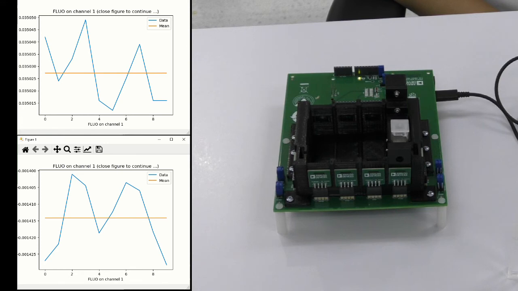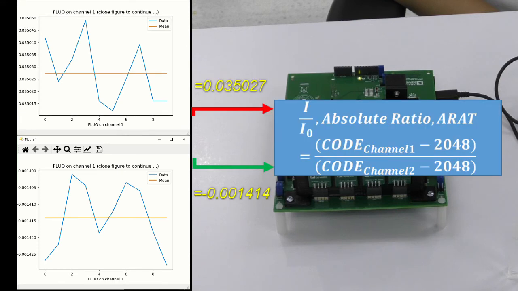So how do we interpret the measured data of the CN0503? First of all, the absolute ratio is the ratio of the ADC measurement of the first input, the fluorescent light, and the ADC measurement of the second input, the incident light, minus a threshold. This also explains why for the distilled water sample, the absolute ratio obtained is negative.